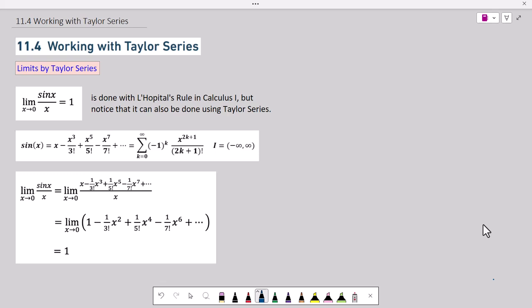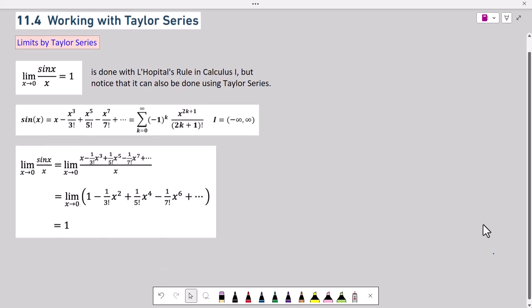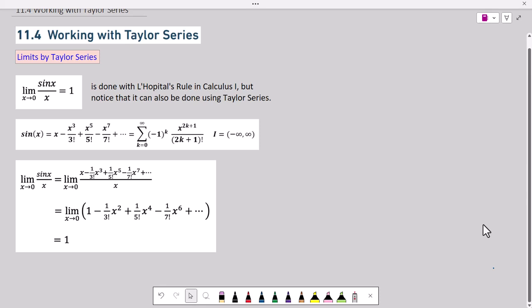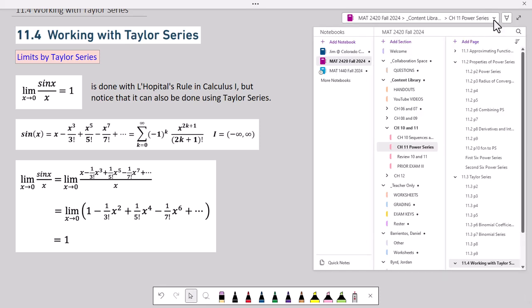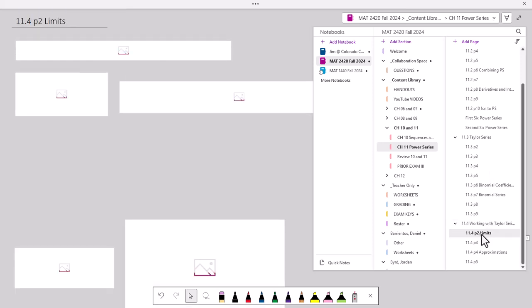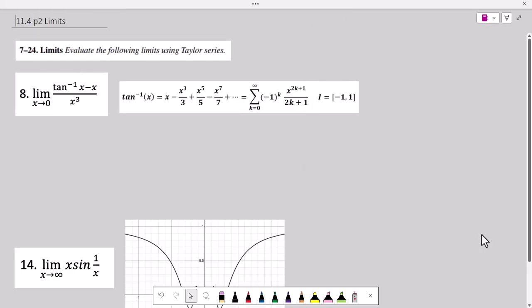So this section is just dealing with these applications where you can just use the corresponding infinite series instead of some other limit technique. So let's look at this one. So here again you get an indeterminate form. You could use L'Hopital if you wanted, but let's do it with an infinite series because that's more interesting.